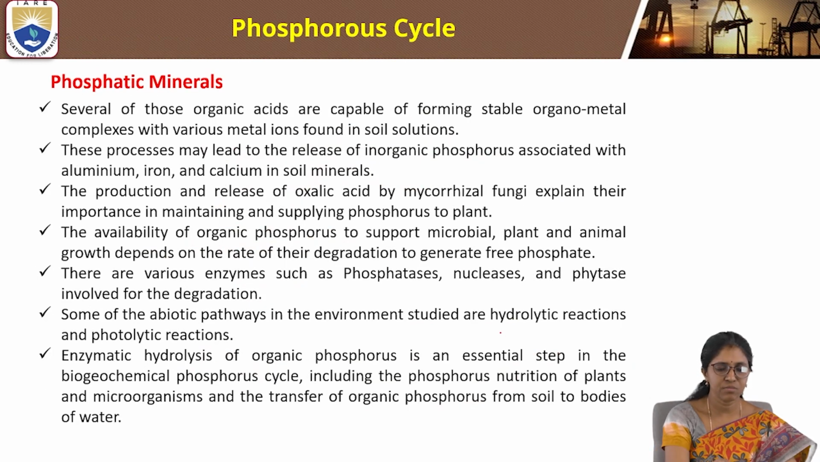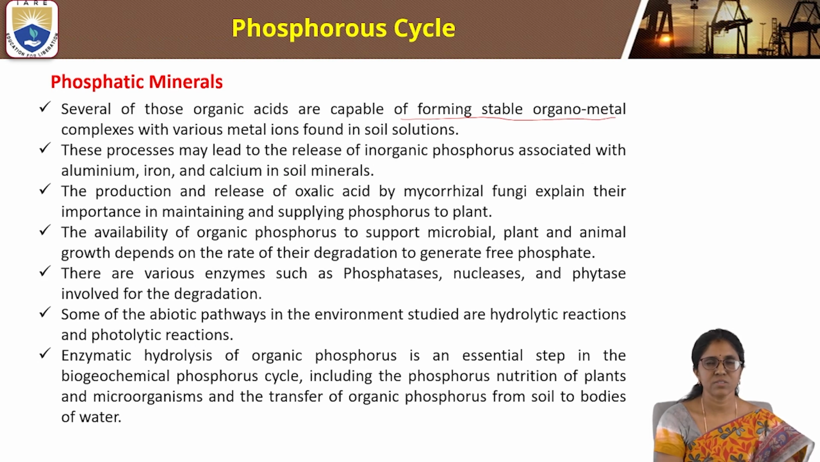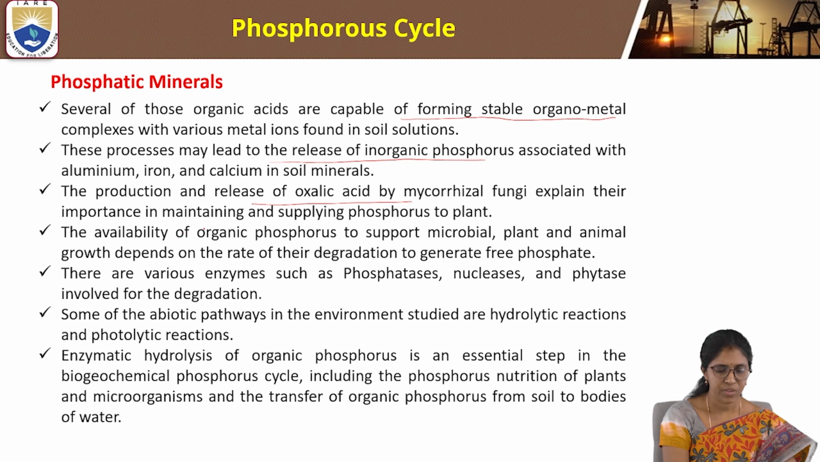So these are several of those organic acids capable of forming stable organometal complexes with various metal ions found in soil solutions. These processes may lead to the release of inorganic phosphorus associated with aluminum, iron, and calcium in soil minerals. So the production and release of oxalic acid by mycorrhizal fungi explain their importance in maintaining and supplying phosphorus to plants.